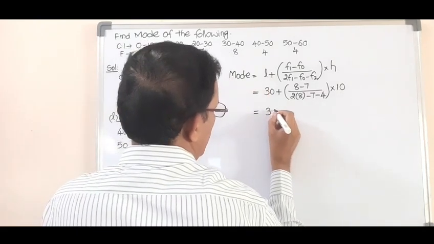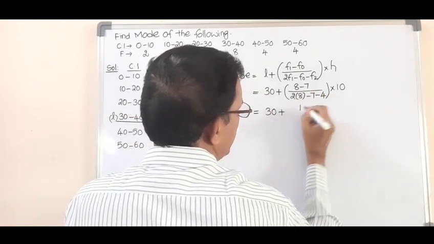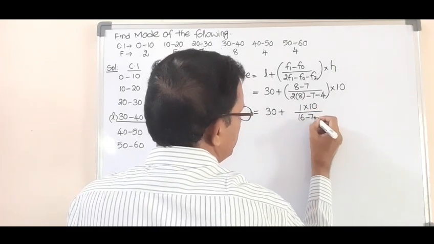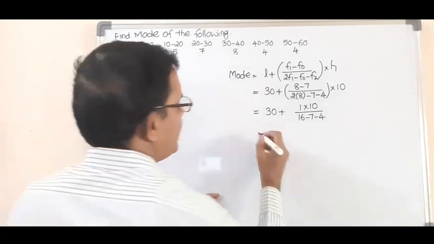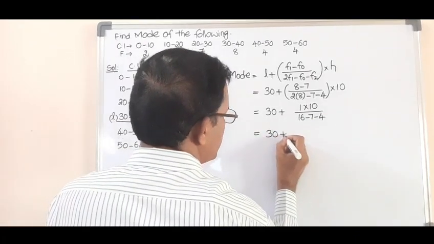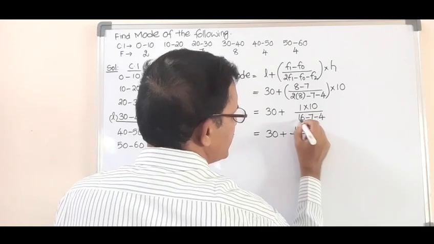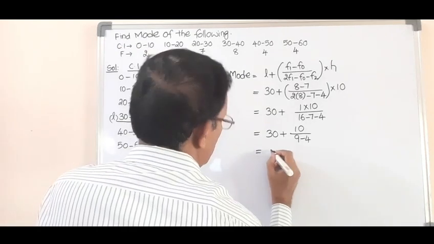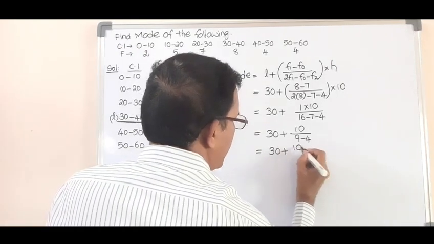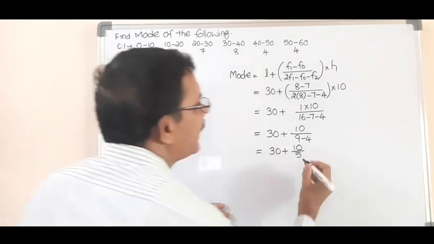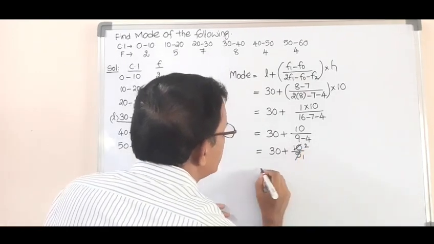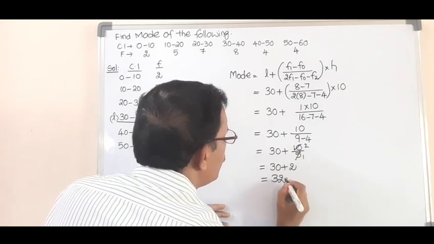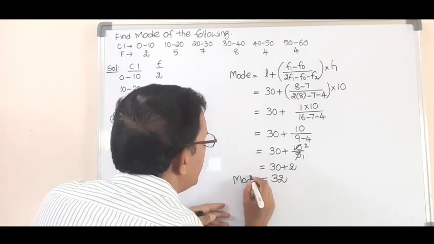This is equal to 30 plus (8 minus 7 is 1) into 10 by (2 into 8 is 16, minus 7, minus 4). That is equal to 30 plus 10 by (16 minus 7 is 9, minus 4), that is 5. So we can cancel this: 5 ones are 5, 5 twos are 10. That is equal to 30 plus 2, equal to 32. That is the mode of the given data.